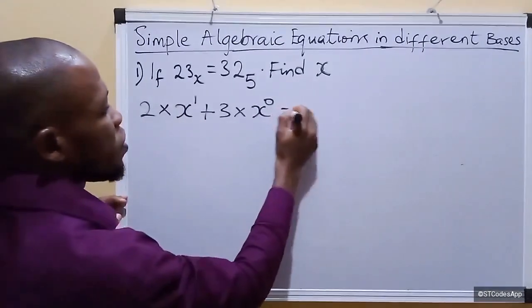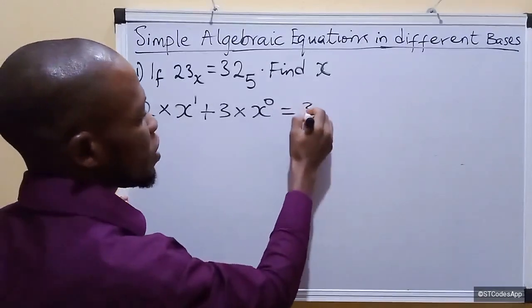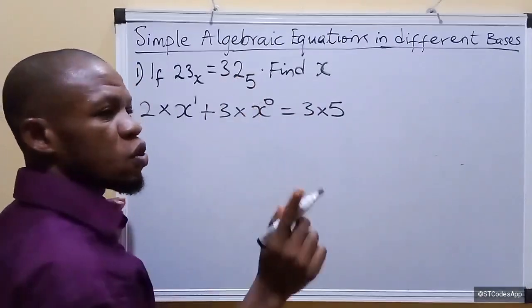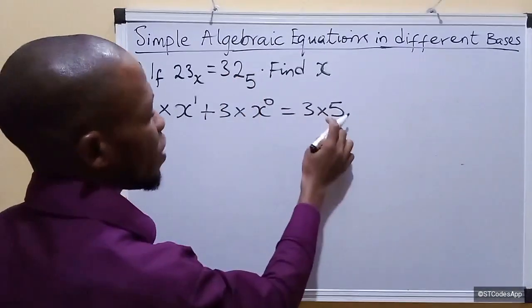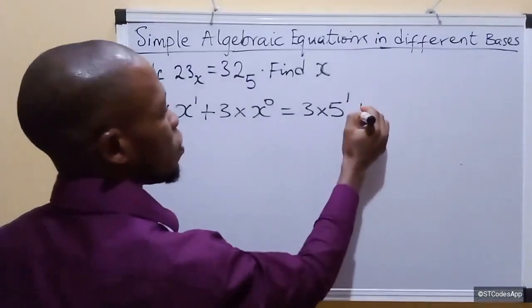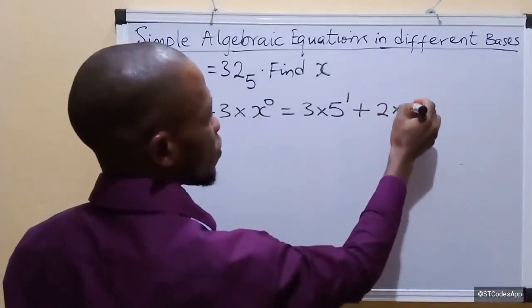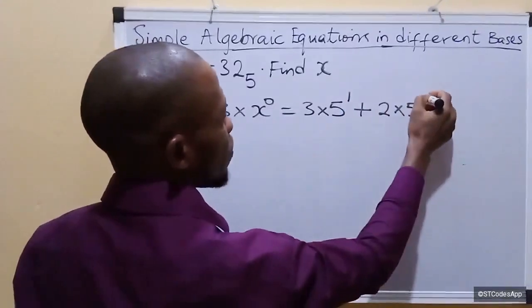Let's do the same thing for the right hand side. We have 3 times the base 5. Since we have 2 digits here, minus 1 gives us 1. So this is 3 times 5 raised to power 1, plus the next digit 2 times the base 5. 1 minus 1 is 0, so we have here power 0.